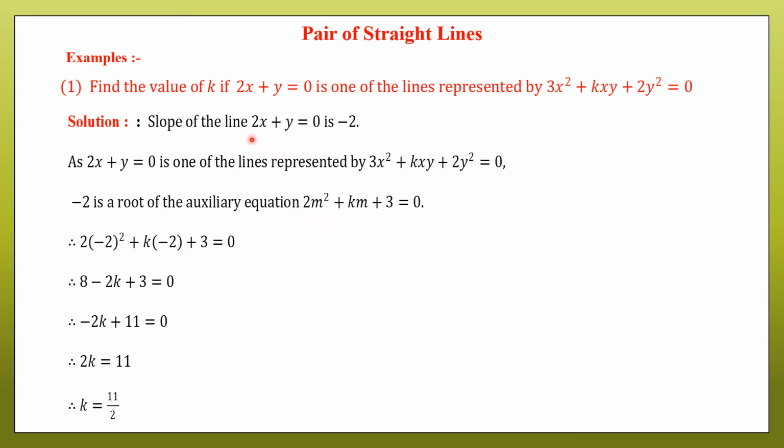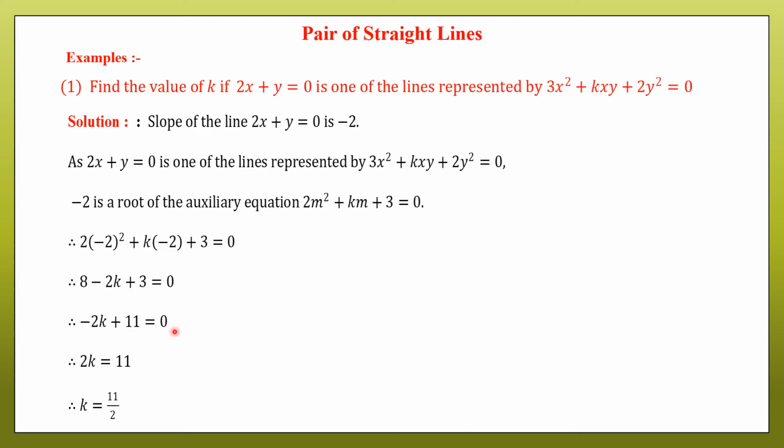We are given that the slope of one of the lines is minus 2. Therefore, this slope satisfies the equation. Minus 2 is a root of the auxiliary equation 2m square plus km plus 3 equal to 0. Therefore, put m equal to minus 2. We get 2 into minus 2 square plus k into minus 2 plus 3 equal to 0. Minus 2 square is 4. 4 into 2 is 8. Minus 2 into k is minus 2k, plus 3 equal to 0. Minus 2k, 8 plus 3 is 11, equal to 0.